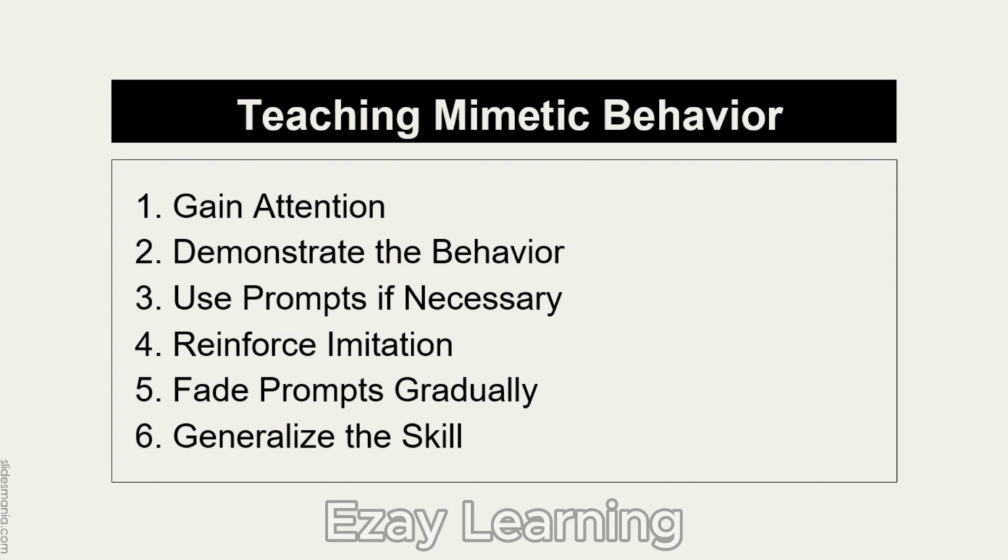Reinforce imitation. Offer immediate and meaningful reinforcement when the learner successfully imitates the action. For example, "Great job clapping," while providing a high five or a favorite item. Fade prompts gradually. Slowly reduce the level of prompting as the learner becomes more proficient in imitating the behavior.